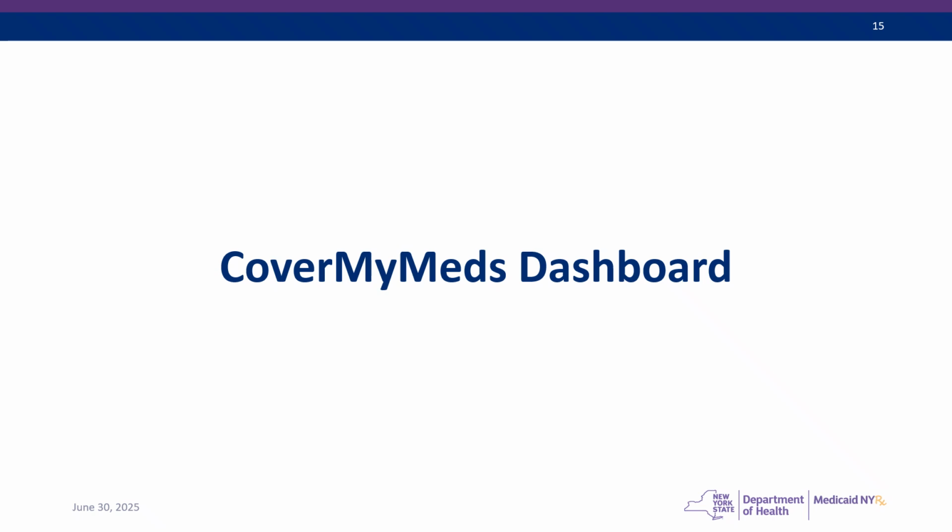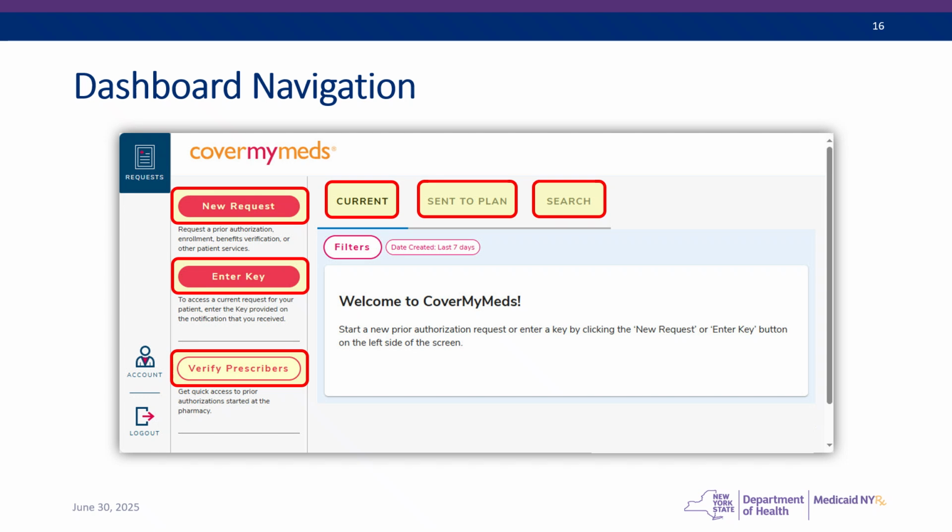Next, we'll talk about the CoverMyMeds dashboard. Upon logging in, the dashboard is where prescribers, authorized agents, or pharmacies will perform all tasks. In the left pane, you can create a new ePA request, use the assigned 6 to 8 character alphanumeric key associated to access a specific ePA request, and verify prescribers by linking one or more NPIs to your account.